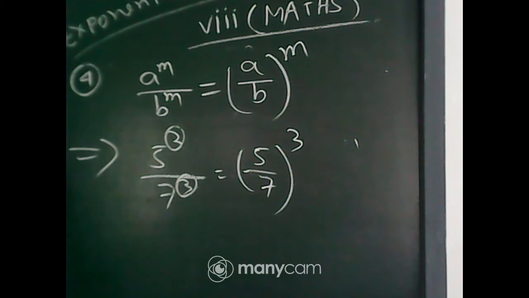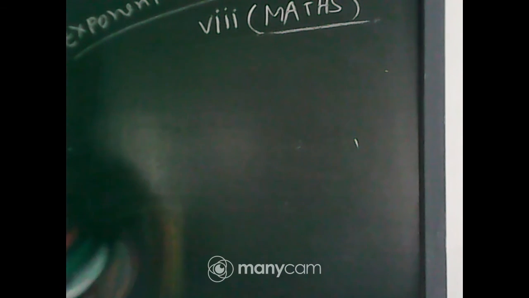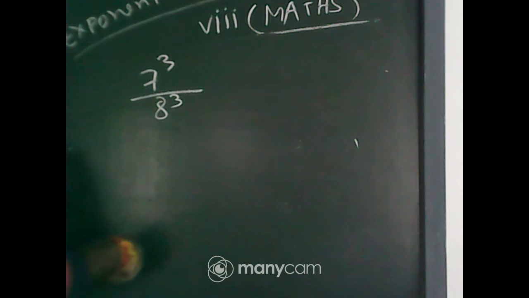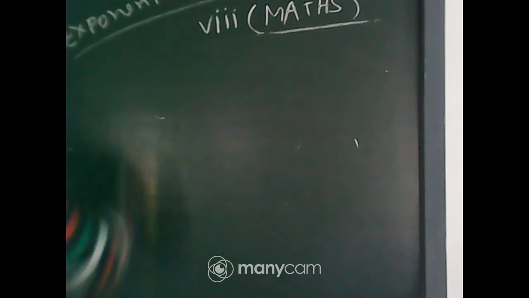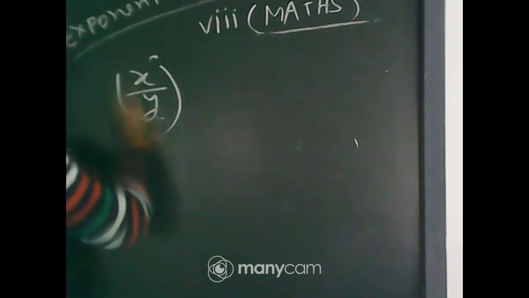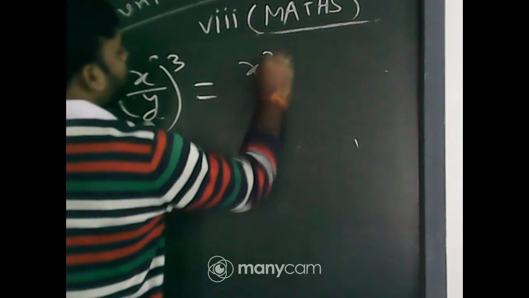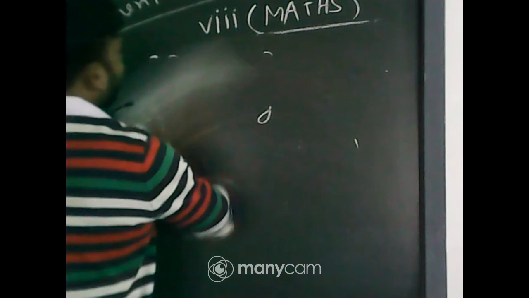Quickly. Just opposite. If it is given in this way, that is 7 to the power 3 and 8 to the power 3. Sorry, just opposite, vice versa means that is x by y whole to the power 3. What you can do here? So that is x to the power 3 by y to the power 3. Okay, you can write it like x cube by y cube. Got it, everyone?